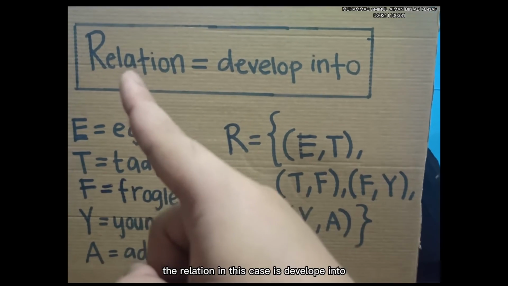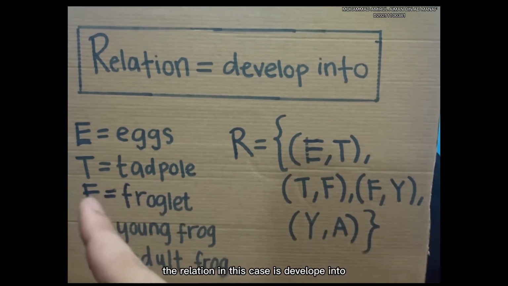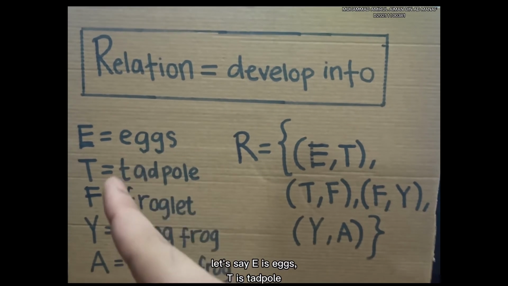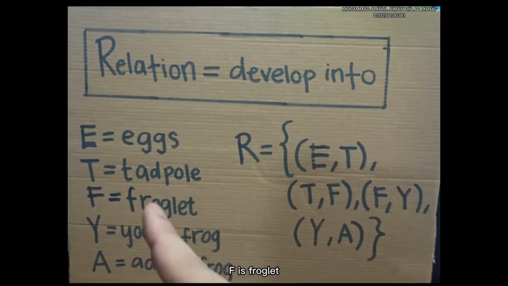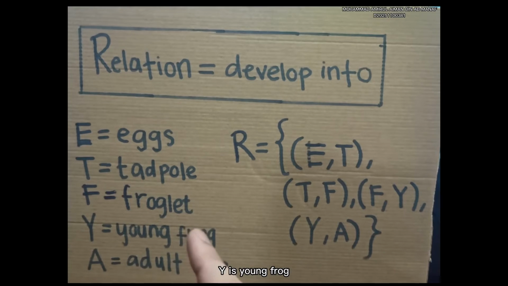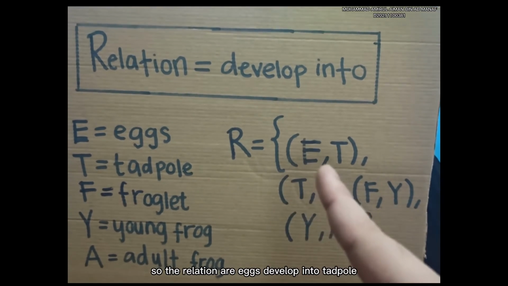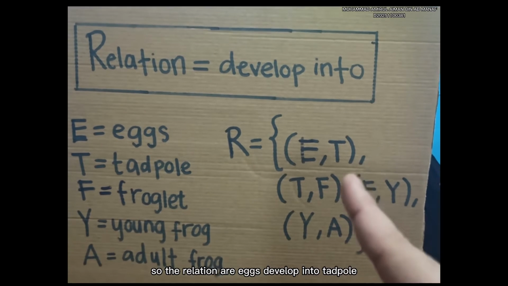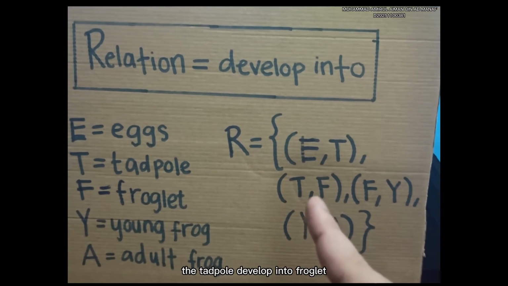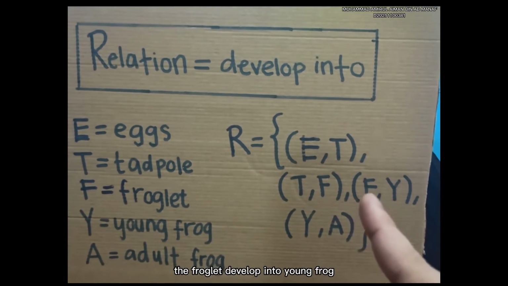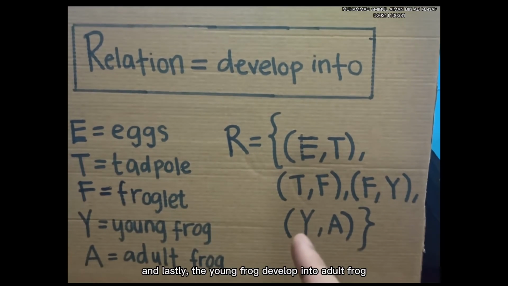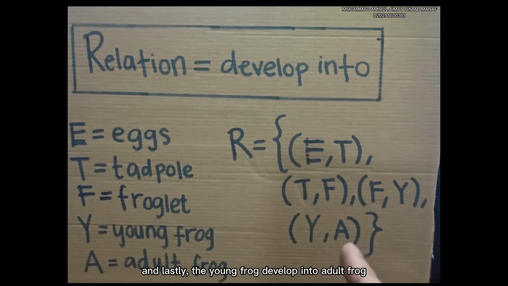The relation in this case is "develops into". Let E be eggs, T be tadpole, F be froglet, Y be young frog, and A be adult frog. So the relation is: eggs develop into tadpole, the tadpole develops into froglet, the froglet develops into young frog, and lastly the young frog develops into adult frog.